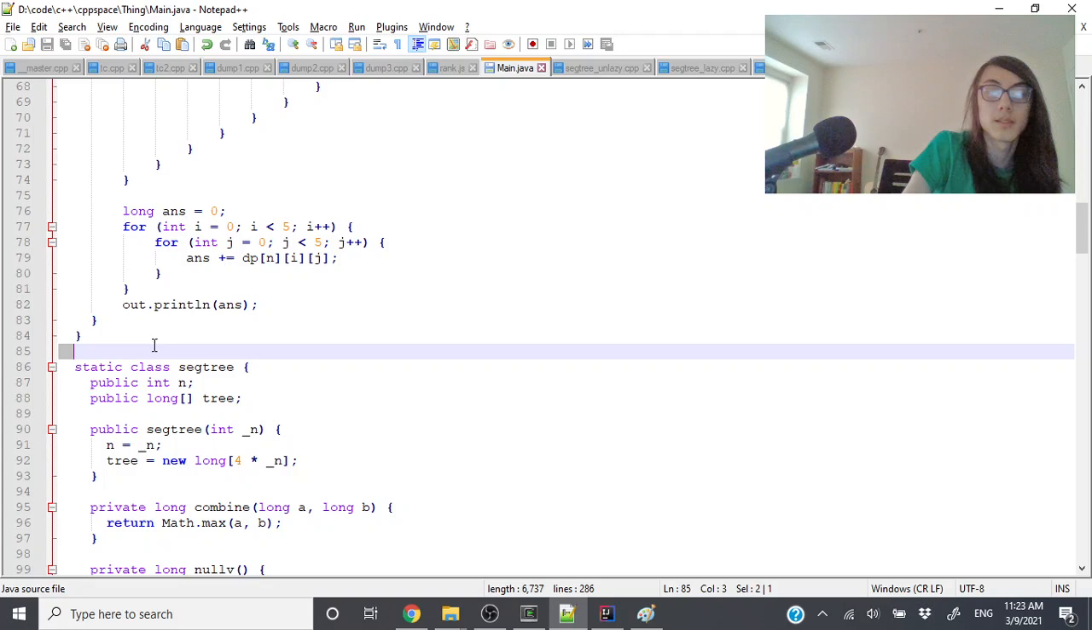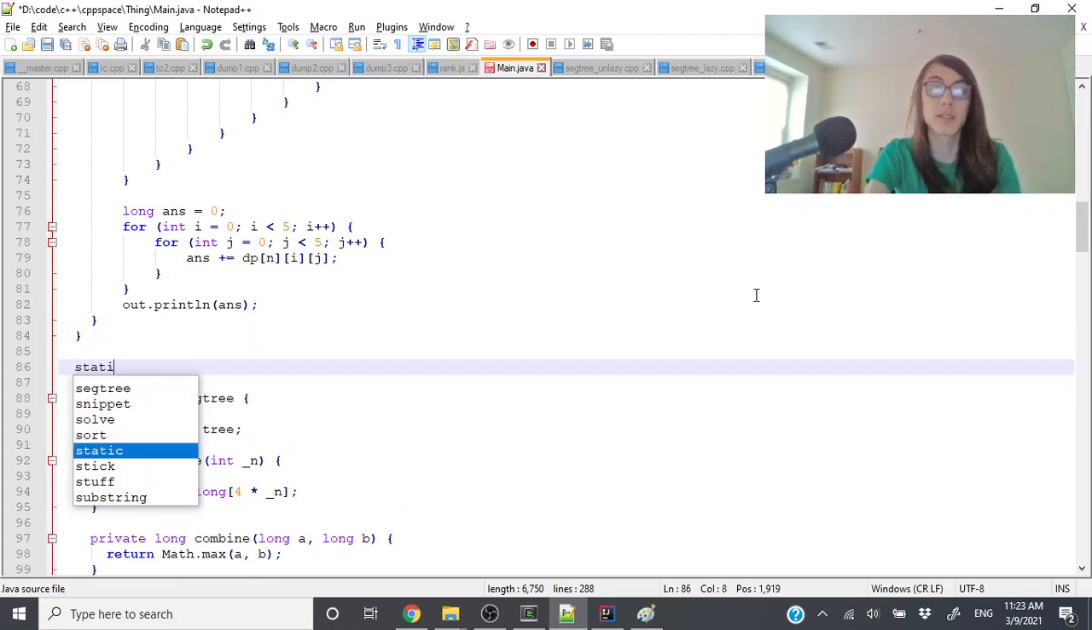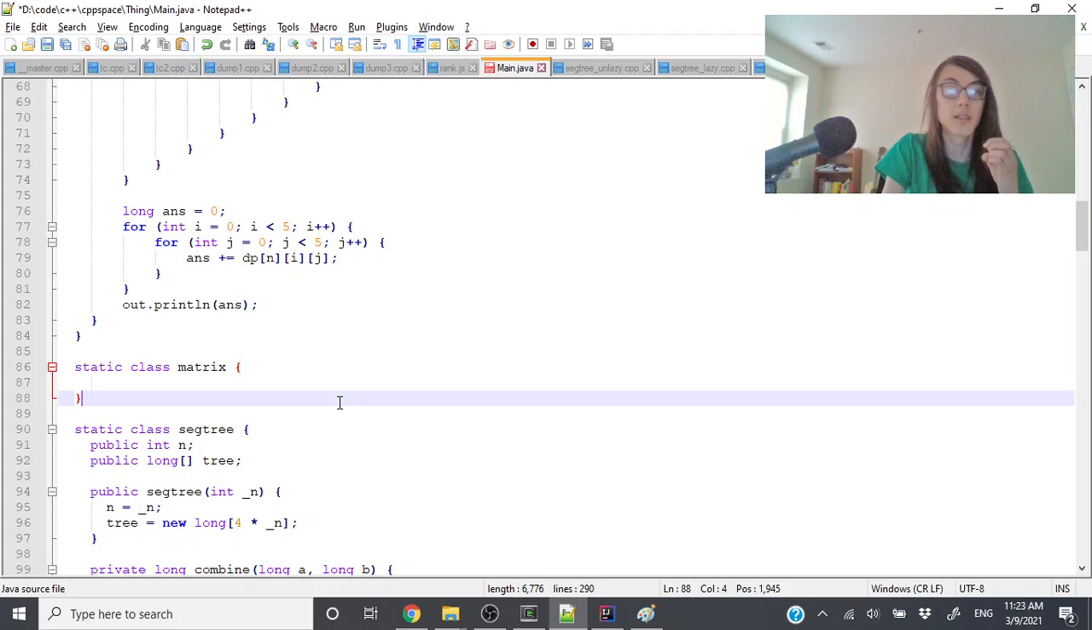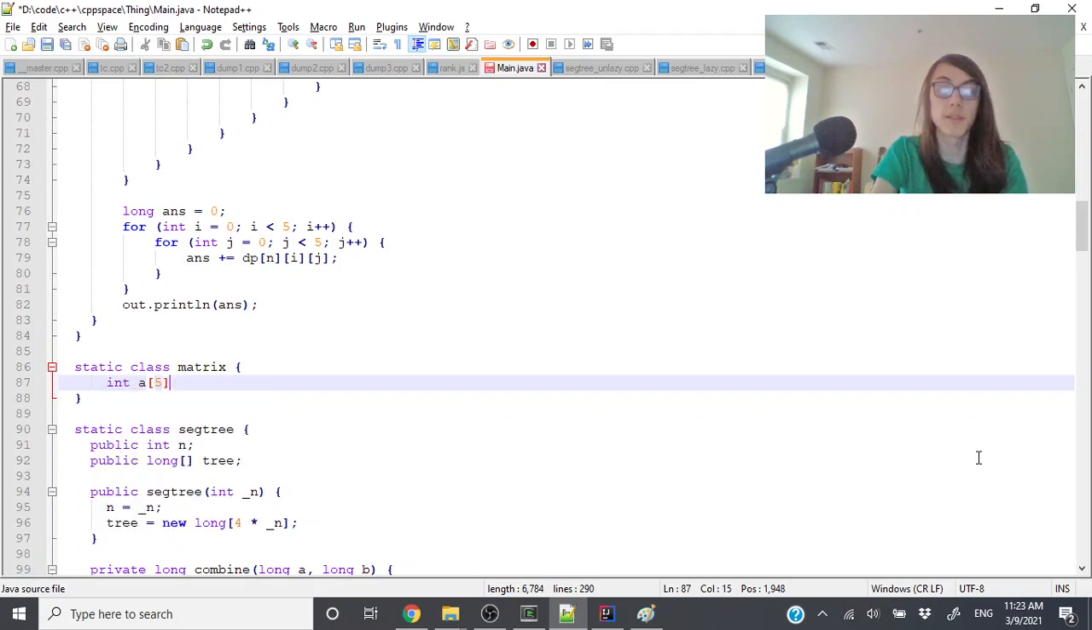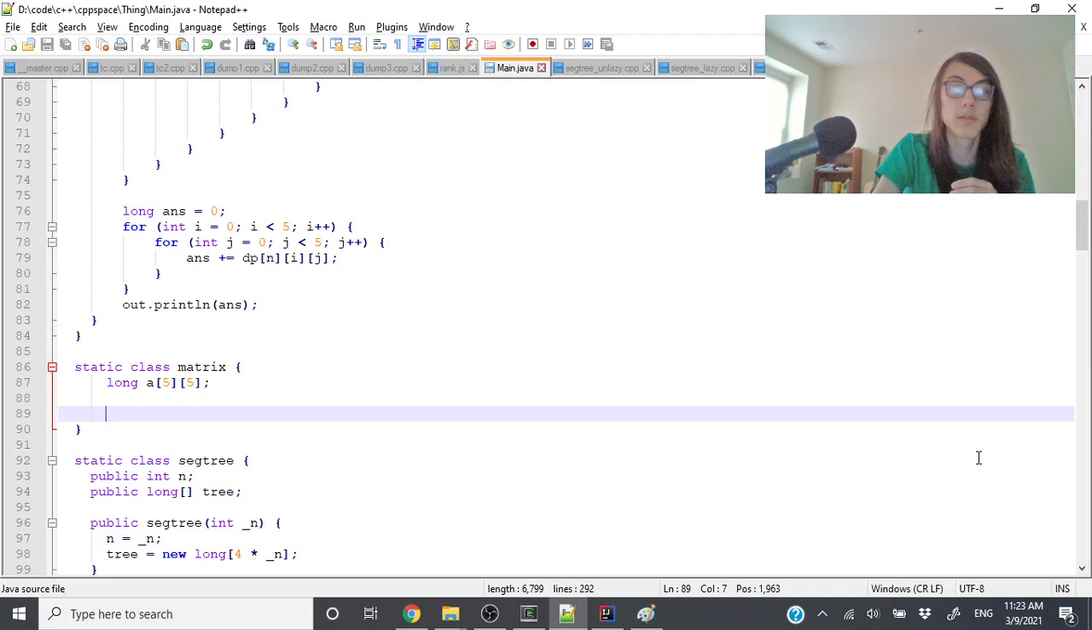Okay, so static class matrix. Int a5, no, long a5. So this works for small cases. It would basically work for everything, right? That's just how it goes.